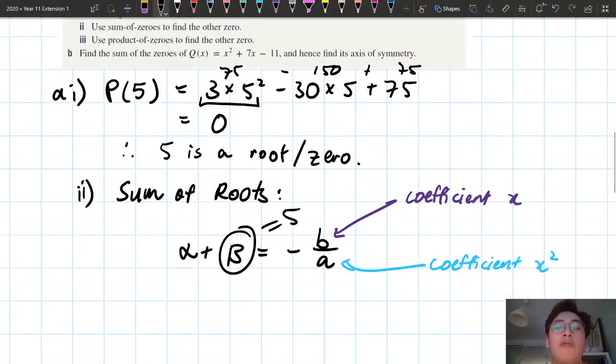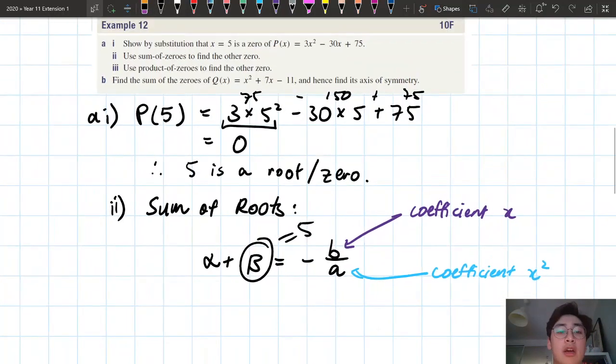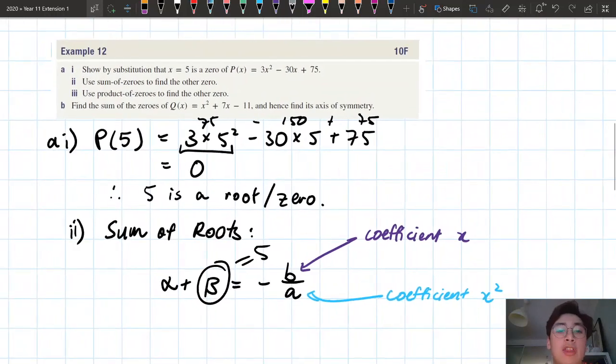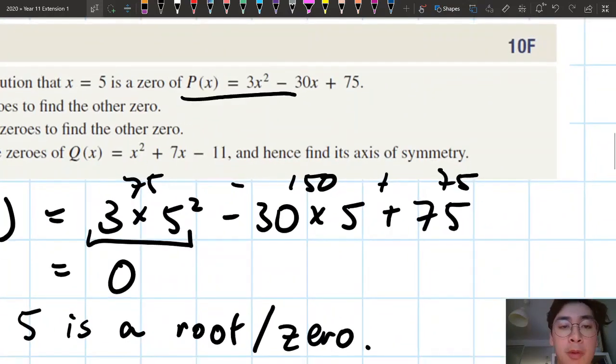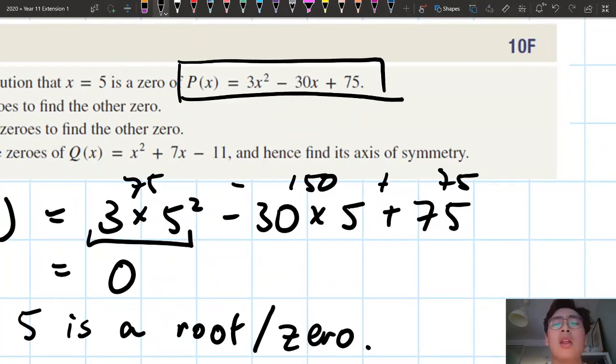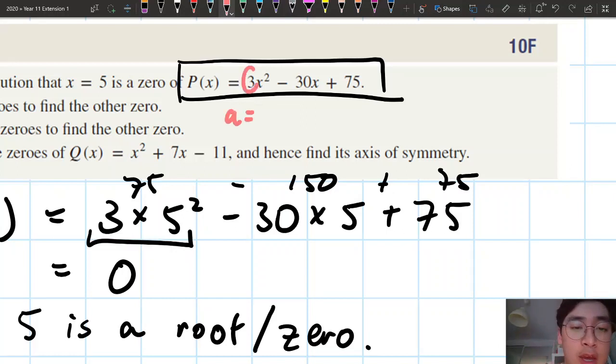We know that one of my roots or my zeros is 5. Let's have a look at the polynomial I'm working with. I've got 3x squared minus 30x plus 75. So let's have a look at this polynomial up here. What are the values of a, b, and c? That's the first thing I need to establish when I'm looking at these types of questions. Well, a was just the coefficient of my x squared term. So a will just be the 3 here.